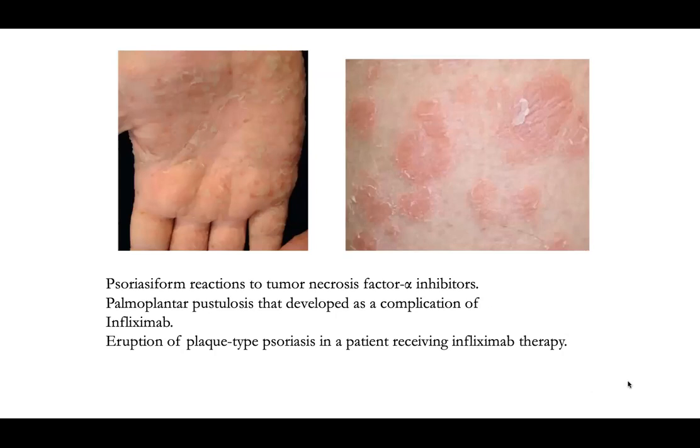Psoriasiform reactions to TNF-alpha inhibitors will involve even the palmar and the plantar areas. You'll see palmoplantar pustulosis. That often develops as a complication of the infusions, TNF-alpha inhibitors such as infliximab. And on the right here, you can see an eruption of plaque-type psoriasis in a patient receiving infliximab. So at that time, you should just switch to a different biologic and hope to relieve them of this reaction immediately.